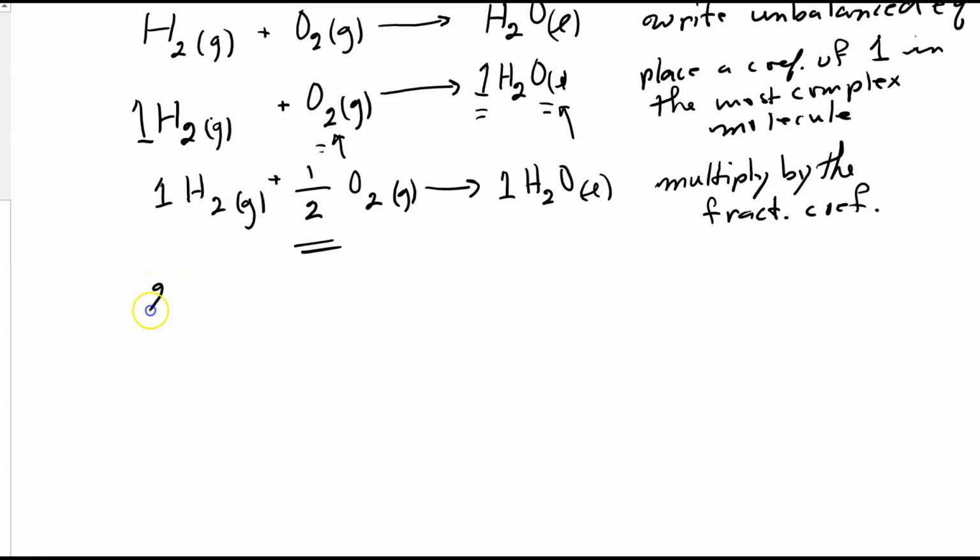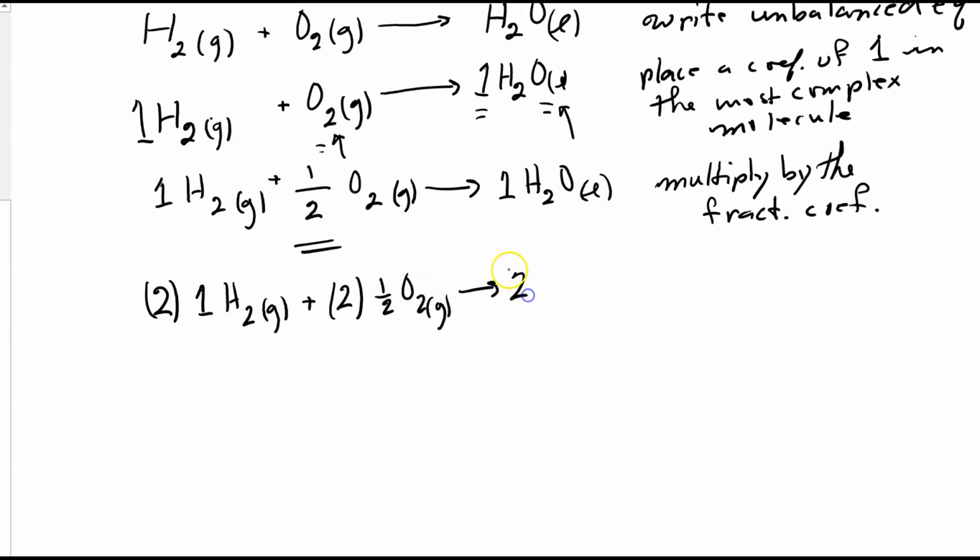So we would say 2 times the hydrogen, which is now 1. Let me fix that by putting it in the other way. So we'd have 2 times, because that's what we're multiplying it by, times hydrogen, plus 2 times 1/2 times oxygen, yields 2 times 1 times water. And then if we carry out the multiplication, so here we multiply by the denominator.